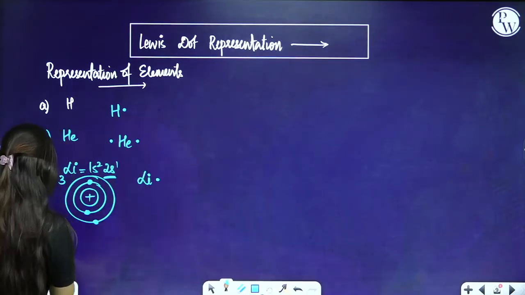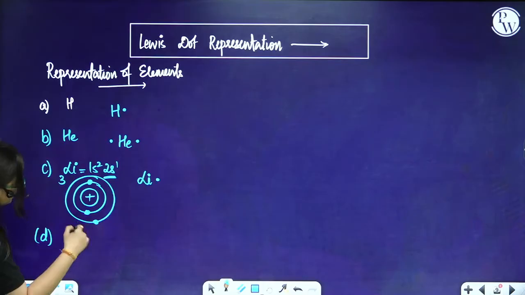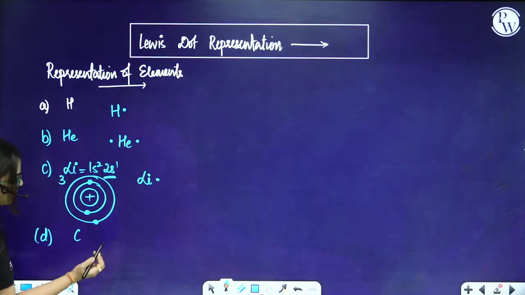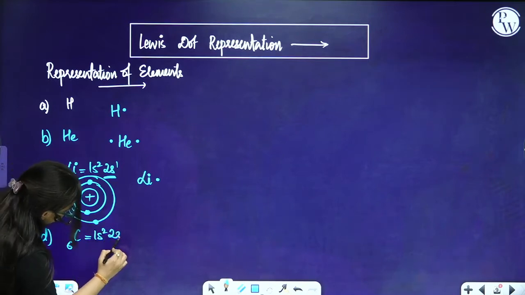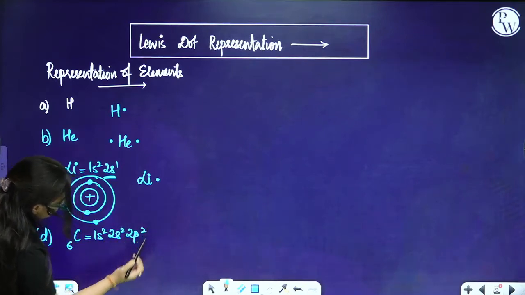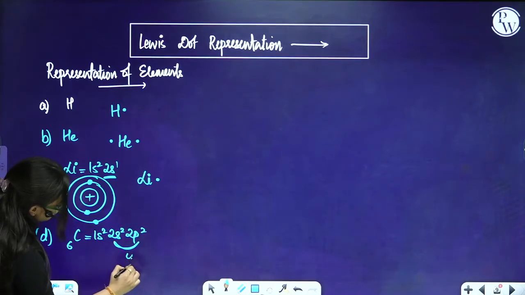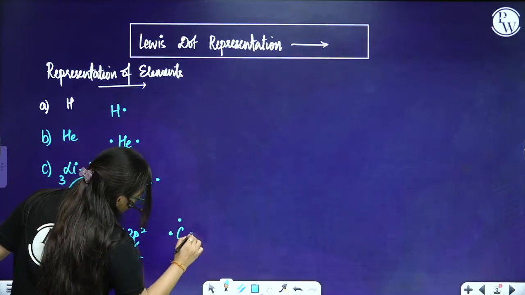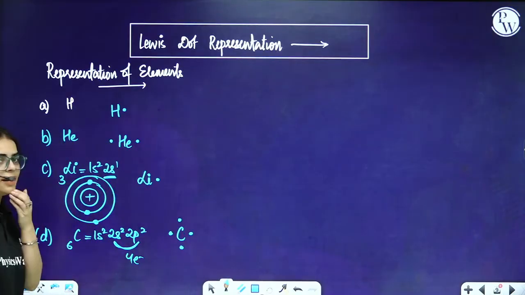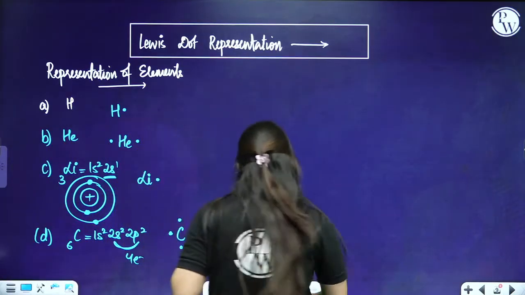Now moving on to the fourth one. Let us take a case of carbon. Carbon has atomic number 6, so its configuration is 1s2, 2s2, 2p2. How many valence electrons? 4 valence electrons, no? So you will represent carbon as 1, 2, 3 and 4. Getting my point, everybody? Is it clear?